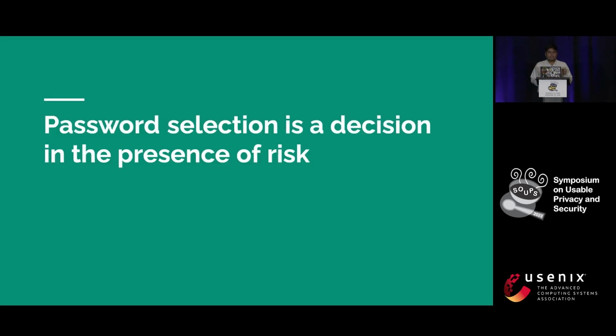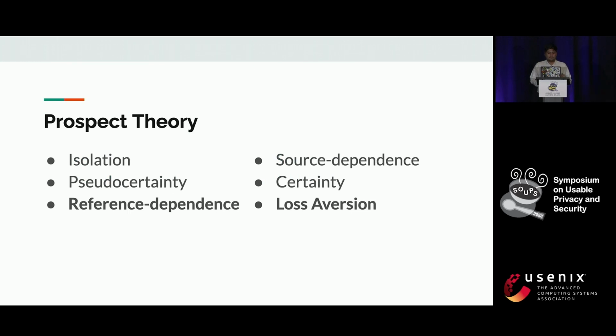And so we wanted to look into what behavioral models exist that tell us about decisions being made under these conditions of risk. We looked into the behavioral model of prospect theory, which is currently the best model for understanding how people make these decisions under risk. Of the 6 observations of prospect theory, we focus on 2.